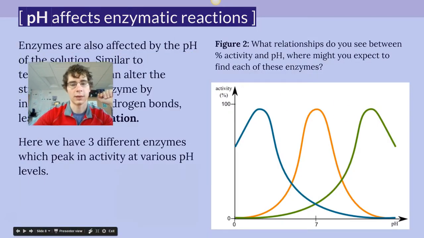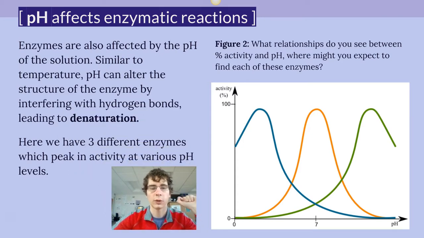Okay, part 2. This is the second graph that you looked at. Hopefully you filled out the worksheet for this one as well. And what we learned from this is that pH can also affect enzymatic reactions. The pH is a measure of basically how many hydrogen ions are in the solution, how acidic or basic a solution is. And pH can alter the structure of an enzyme also by interfering with hydrogen bonds, which will also lead to denaturation. It can also do other things that affect the functionality of a protein, and therefore the functionality of an enzyme.